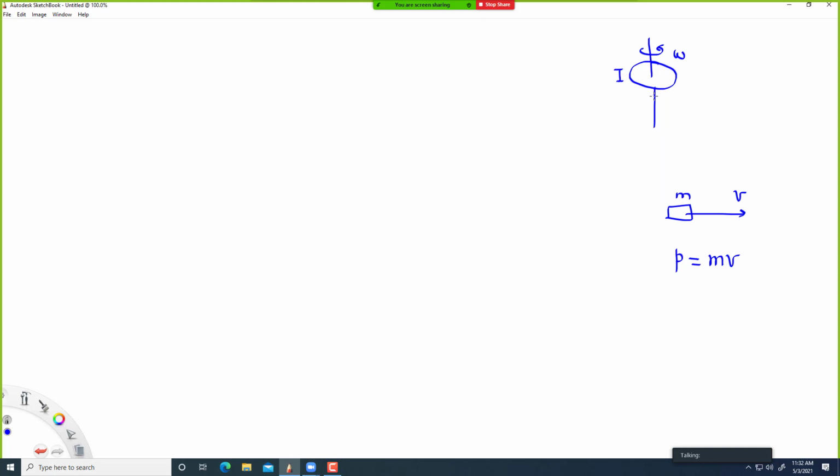So in this case also we will have angular momentum. This is called linear momentum. In this case we will have angular momentum. Angular momentum is denoted by L. L would be, can you guys guess what that would be?